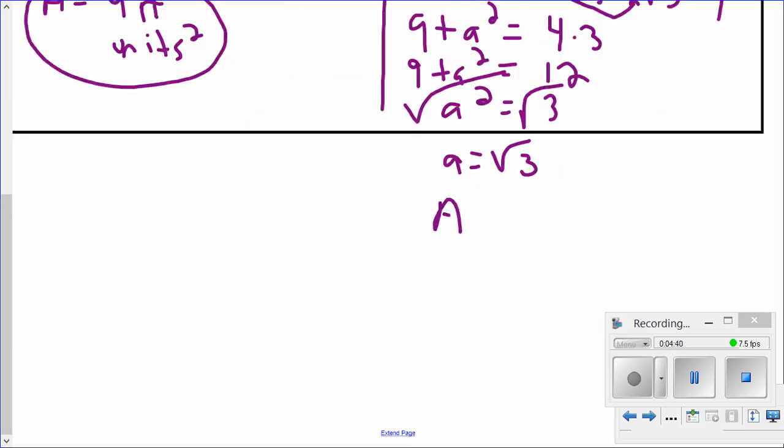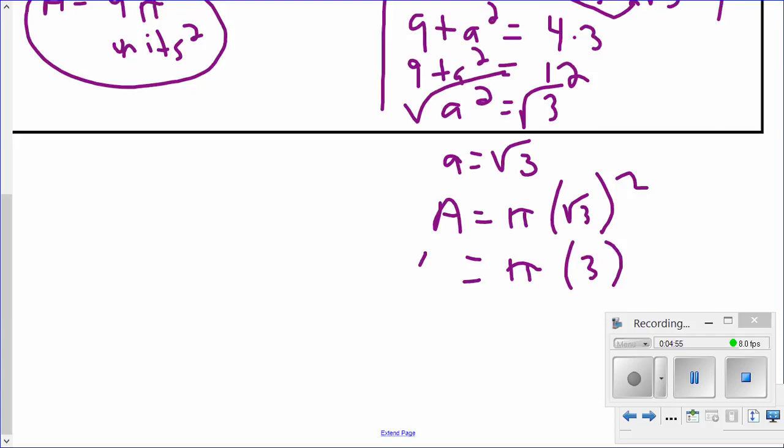So the area is equal to pi times the radius, which is the square root of 3 squared. So square root of 3 squared, that's root 3 times root 3, which is just 3. So the area is 3 pi units squared.